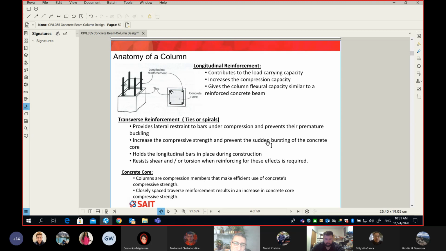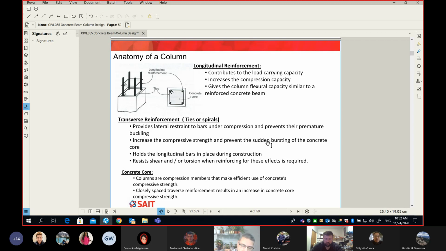And ties, not stirrups. If I make the mistake and change this wording in my next 5 hours, please correct me. It is ties, and we don't call them stirrups. So what are the functions of ties or spirals in your column? Number 1, because those ties are oriented perpendicular to the axis of your column, they will increase the shear resistance of your column.